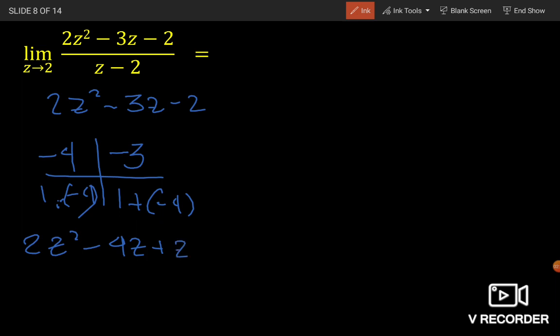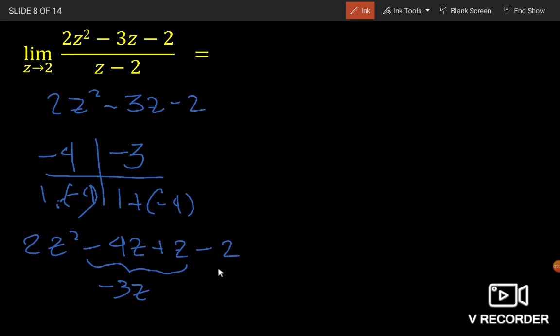plus z minus 2. Take note, this negative 4z plus z is just basically negative 3z. So you're not changing the original numerator, because 2z squared minus 4z plus z, this minus 4z plus z is actually equal to negative 3z, which is our original middle term. And then, of course, you have here negative 2.